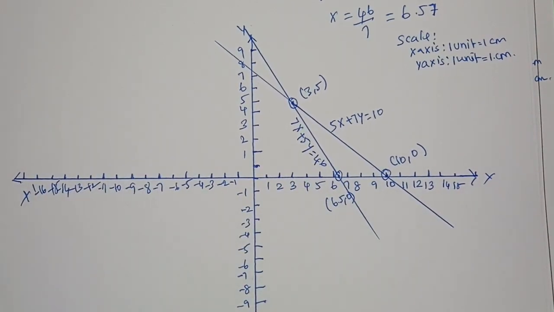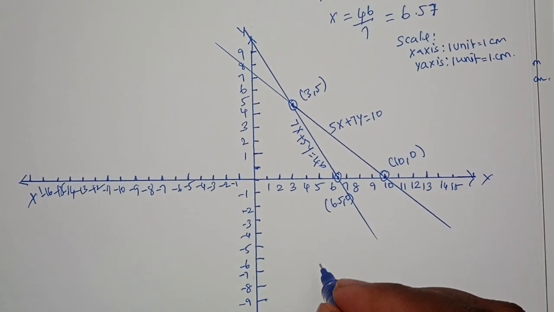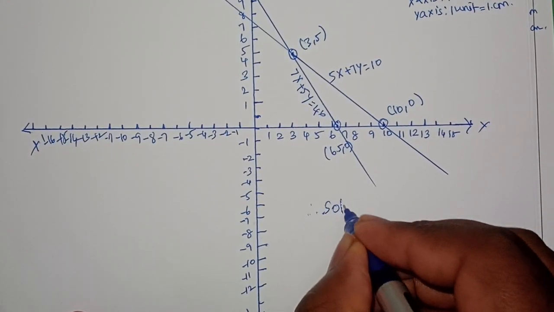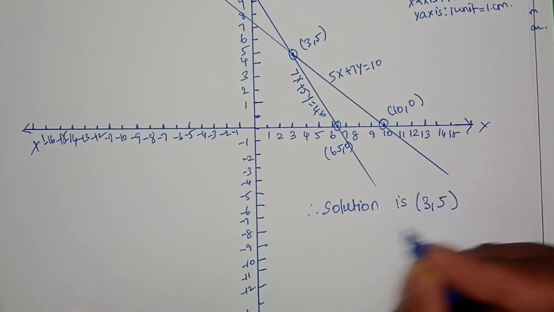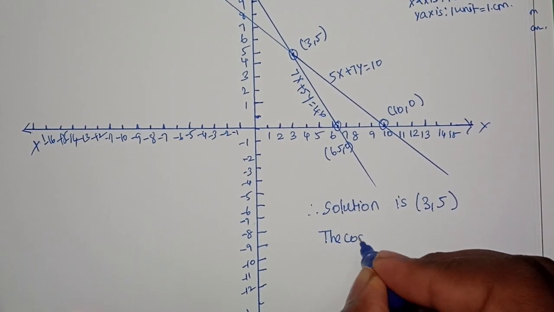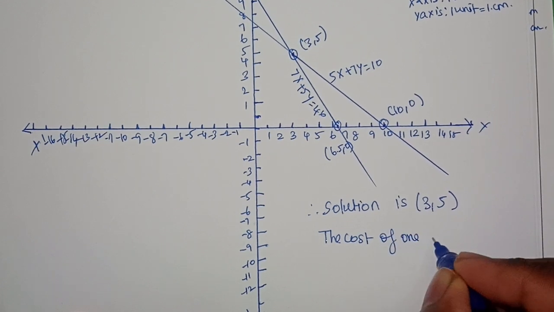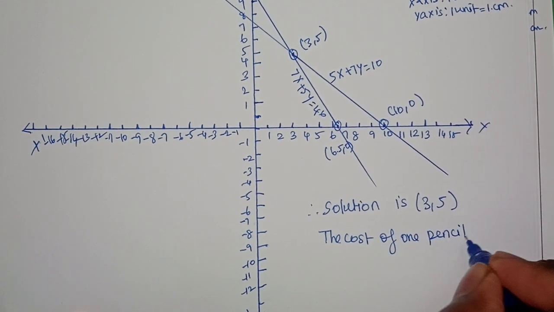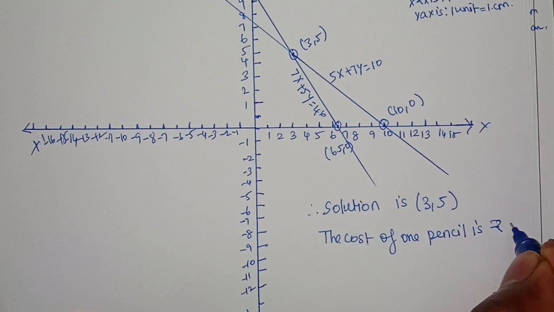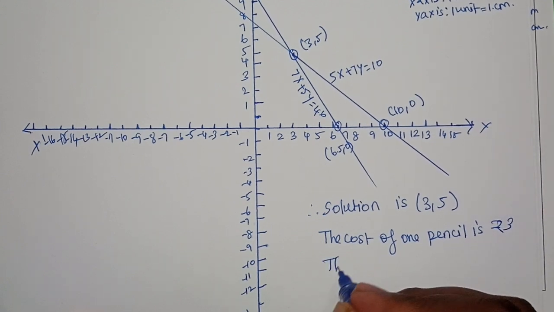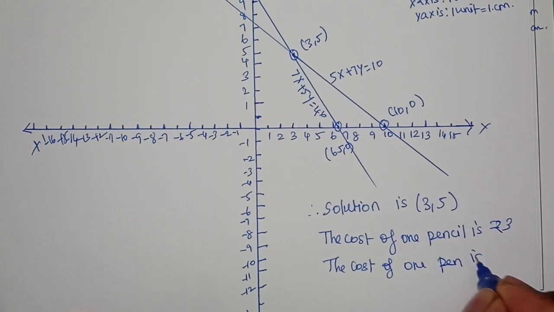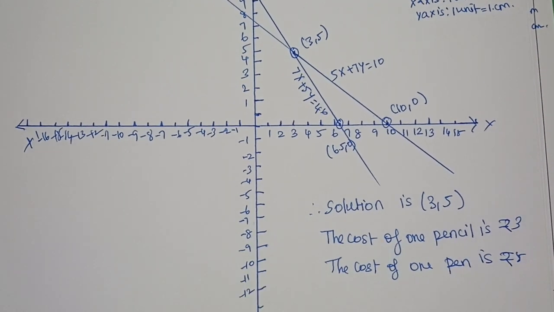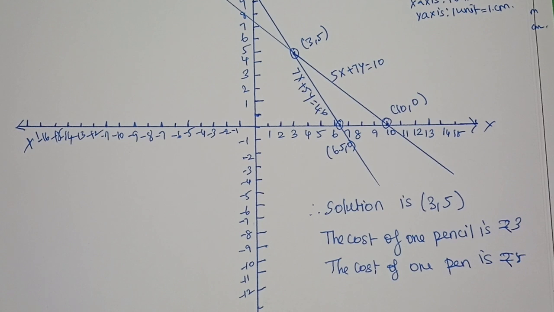Okay. The solution is 3 comma 5. Therefore, the cost of one pencil is rupees 3. The cost of one pen is rupees 5. Okay, it is easily understood. Thank you.